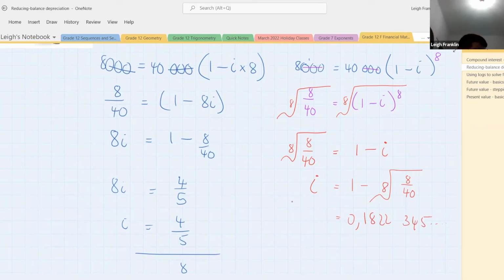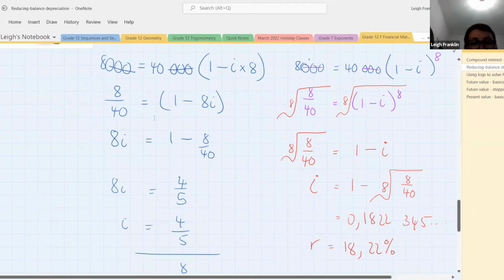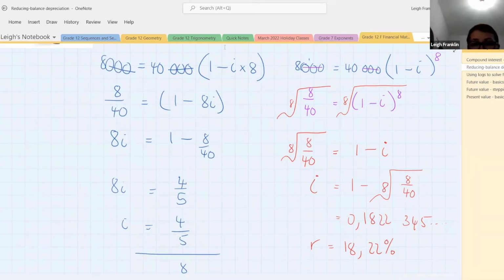And then we times by 100, and that means that our rate of depreciation, goodness me, is certainly very steep, is 18,22%. Okay, all right, let's have a look.